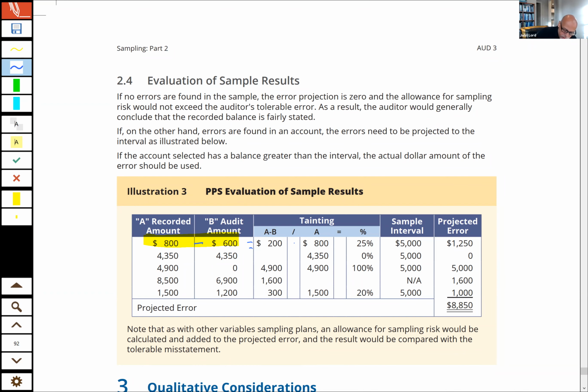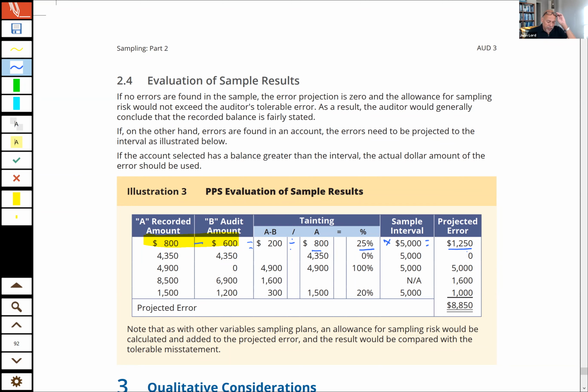You take that 200, you divide it by what? The recorded value of 800. We've got a 25% tainting. We then apply that tainting to the sampling interval. So each sample item represents its interval. And now our projected error is 1250. Notice this is a little more precise than what we were doing with the variable sampling plans, where we were projecting to the whole population in one big chunk.